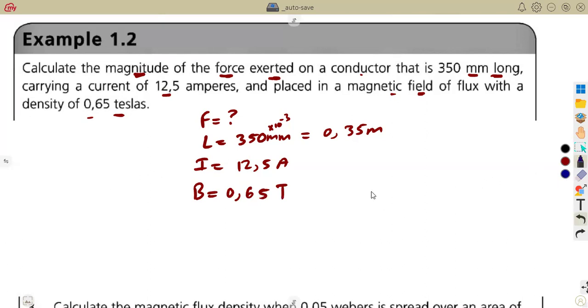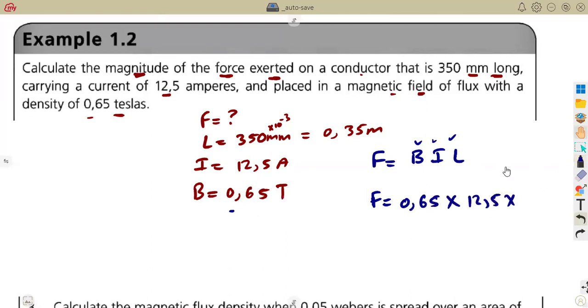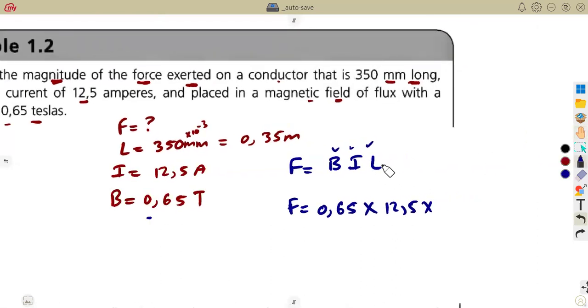So from our calculations, the force can be calculated as B times current times the length. Magnetic flux density times current times length, taken at right angles. We have B, everything is there. So it's just substituting 0.65 times the current, which is 2.5, times the length in meters, that's 0.35.